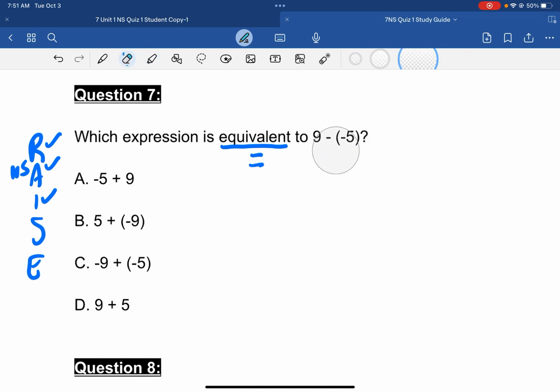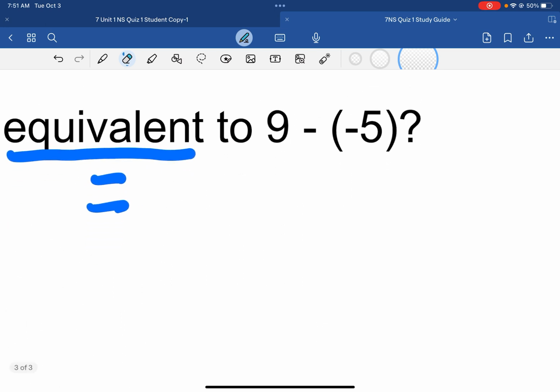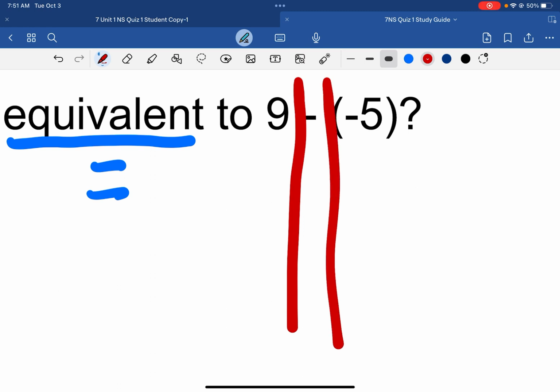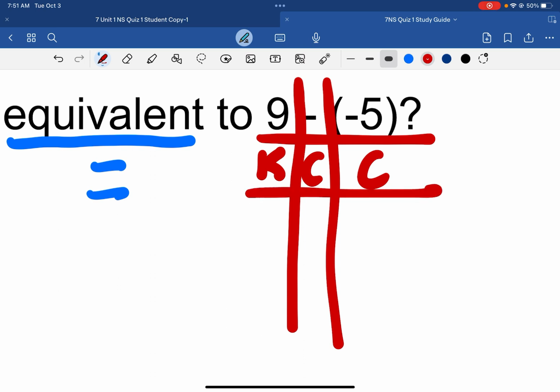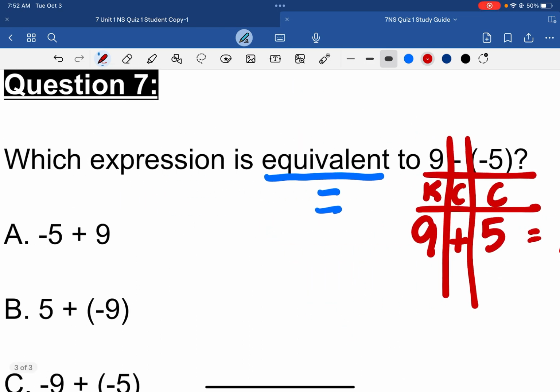I'm gonna erase this real quick. I'm gonna zoom in and then draw lines around it. This will be K, C, C. This 9 is going to be kept the same, so that is just going to be 9. This minus will become plus, and this negative 5 becomes positive 5. So we're really just looking for 9 plus 5, and 9 plus 5 just equals 14. So we're looking for an expression that is equal to 14.